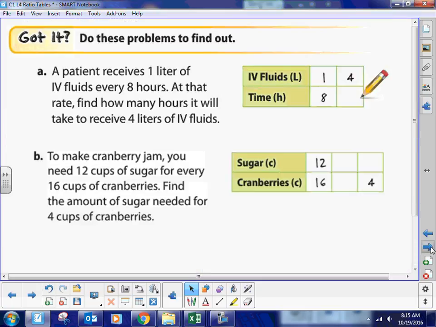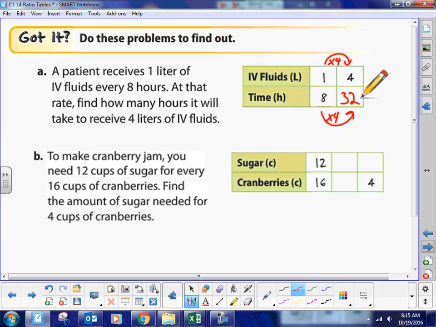Okay, let's try these in our notes. The patient receives 1 liter of IV fluids every 8 hours. At that rate, how many hours would it take to receive 4 liters of IV fluid? As you can see, from here to here, they multiplied by 4. 1 times what equals 4? 4, okay? So whatever you do to one, you do to the other. So 8 times 4 equals 32 hours. Takes a long time, okay?